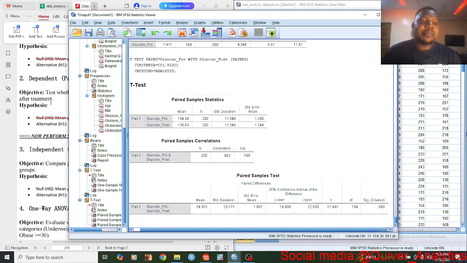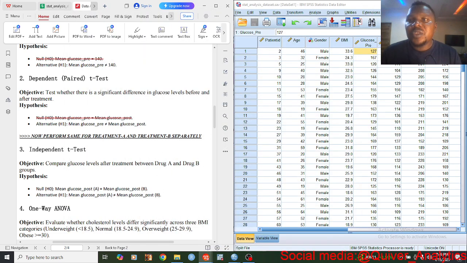Now, one thing that came to mind is that we did this for both A and B, irrespective of the drug. So what if we want to compare the differences between the pre and post for A, and pre and post for B? All right, that just came to mind, and it's good. So let me show you how to do that.